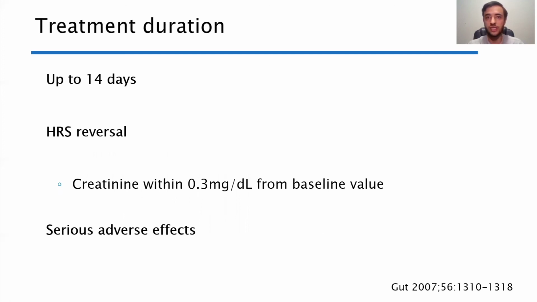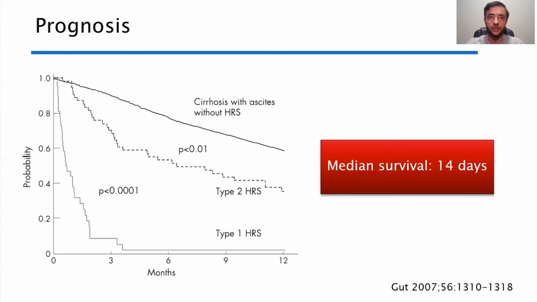The treatment duration is up to 14 days, or when HRS reversal occurs, that means the creatinine returns to within 0.3 from the baseline value, or if serious adverse events occur that we need to withdraw the treatment. Unfortunately, the prognosis of HRS is very poor. Here we see a survival curve where we can see that in 3 months, less than 10% of patients are still alive. In fact, the median survival of patients with HRS type AKI is only of 2 weeks.